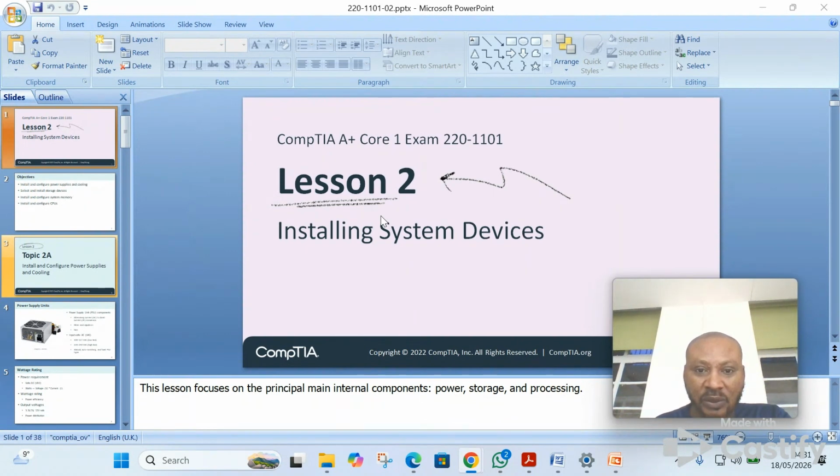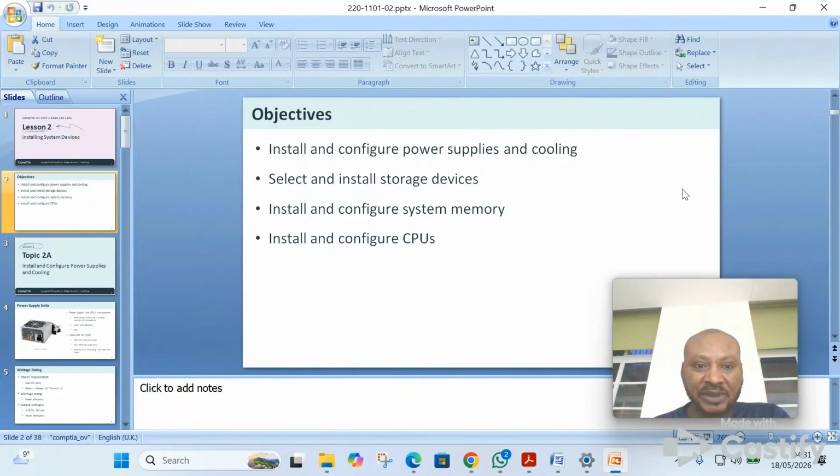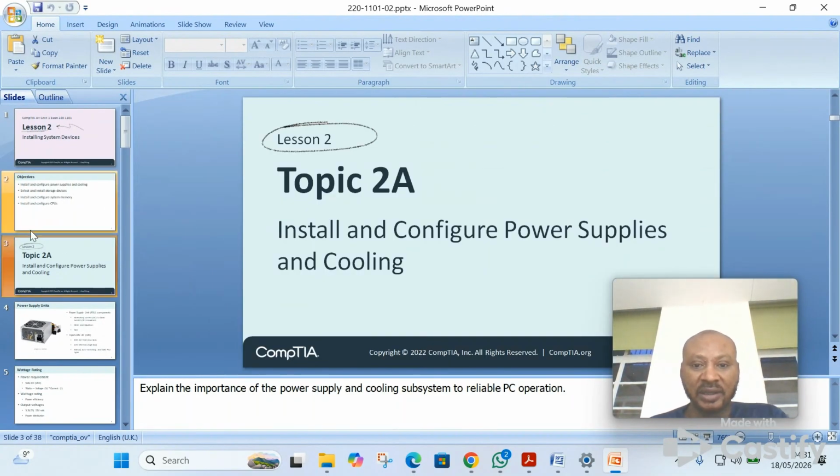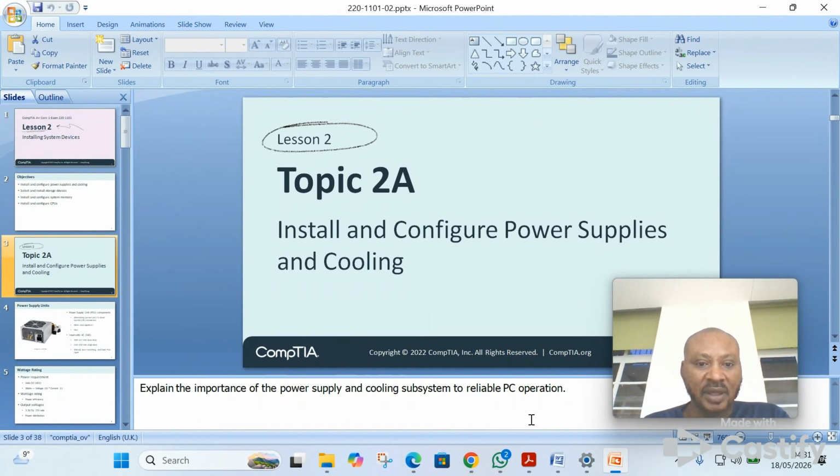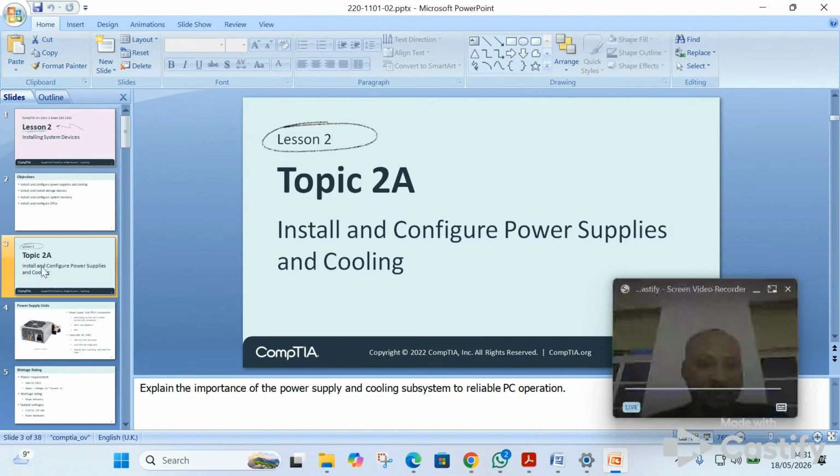So what are our objectives? First of all, we look at how we can install and configure power supplies and cooling. Select and install storage devices, which we talked about in lesson one. Install and configure system memory. Install and configure CPUs, central processing units. This is 2A, installing and configuring power supplies and cooling. Okay, here we go.